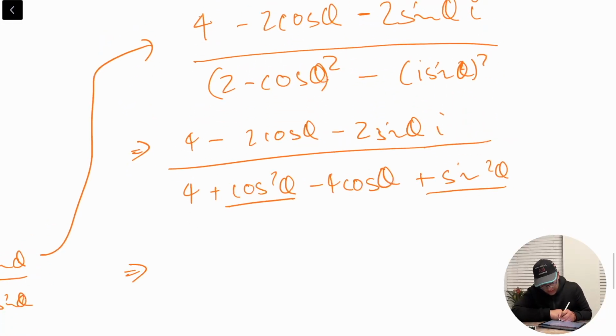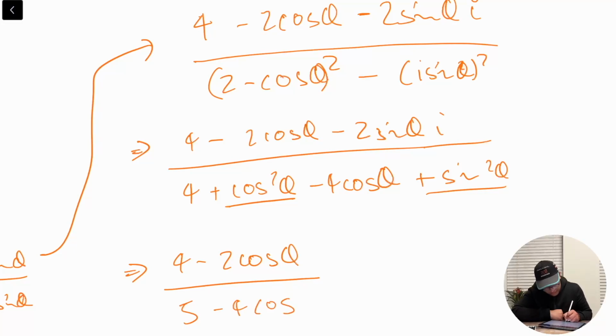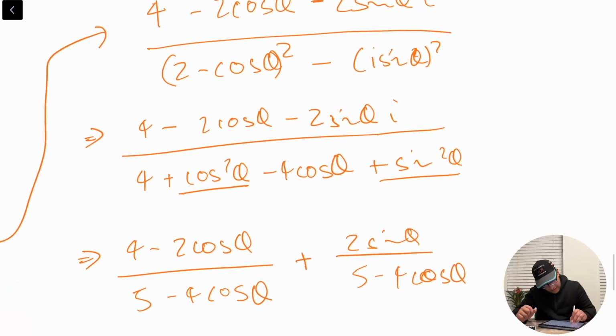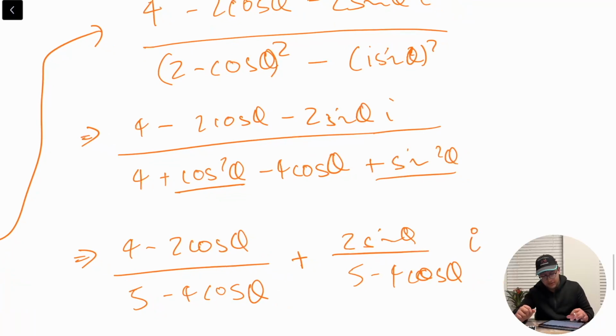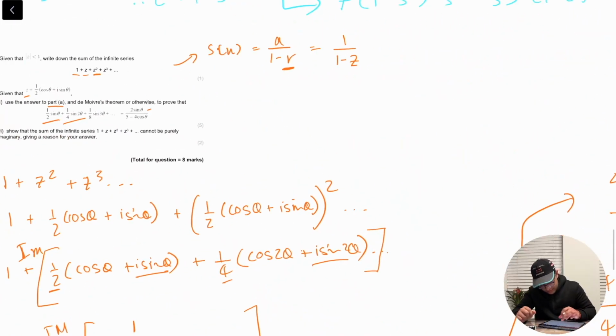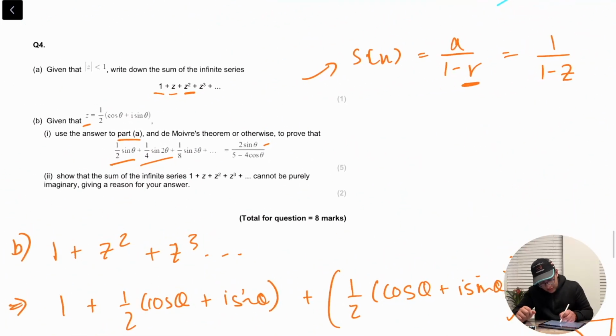So the denominator we get, let me just split this into real and imaginary. 4 minus 2 cos theta over 5 minus 4 cos theta, plus 2 sine theta over 5 minus 4 cos theta times i, the imaginary part. Cool. 2 sine theta over 5 minus 4 cos theta. So hence proven.